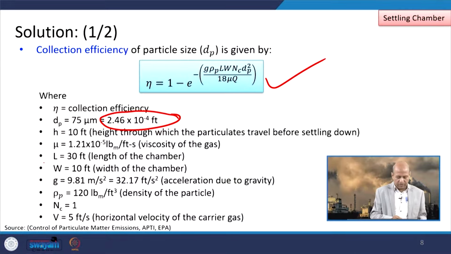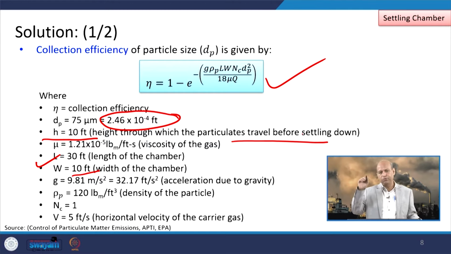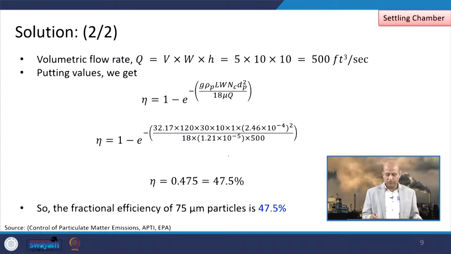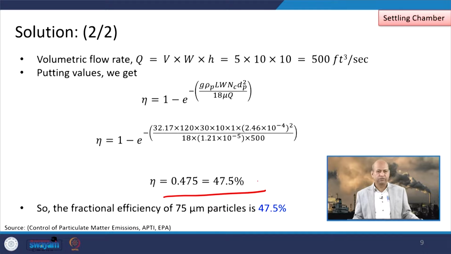So, we go for this, like length 10 feet, width is 10 feet, right, height is also 10 feet, through which the particles travel before settling down. Then other parameters are there, like NC is number of the plate, is 1 only because there are no other plates in between. 10 feet is only the single size of this particular chamber, and V is the horizontal velocity of the carrier gas which contains the particles. So, we put all these values and we calculate this efficiency, and it comes around 47.5%, right.